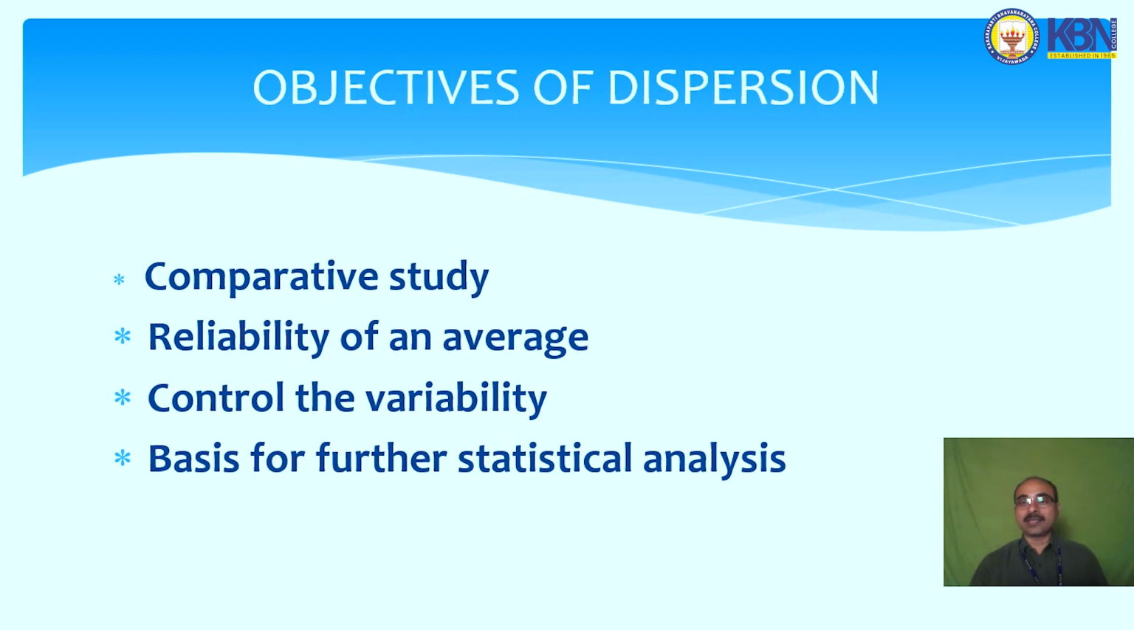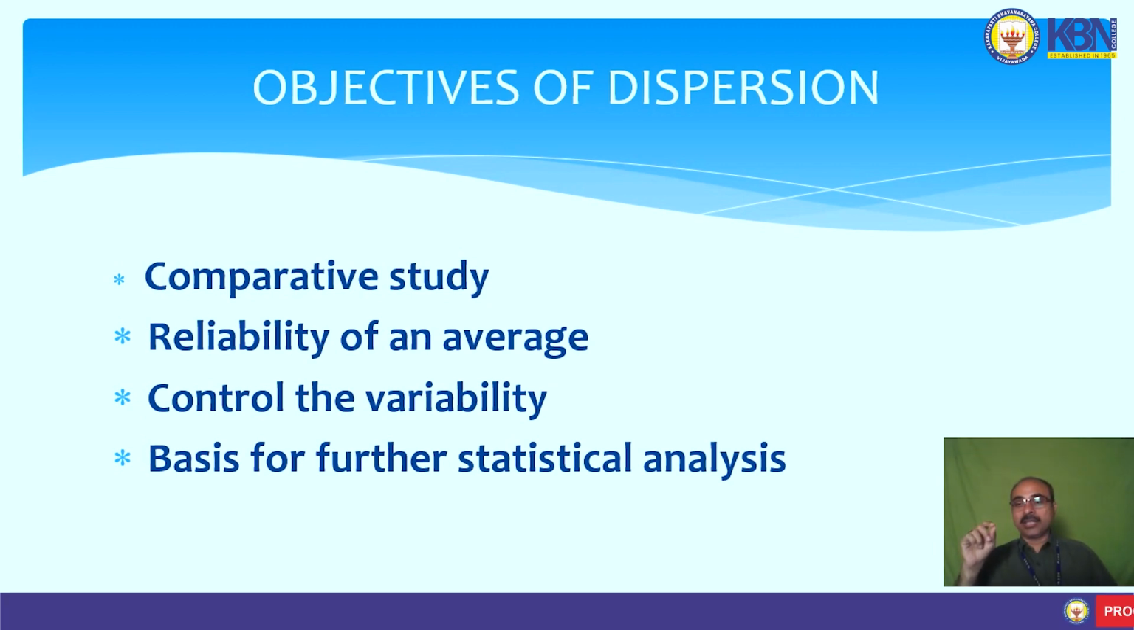Both central tendency and dispersion are good enough. But when situations arise, different organizations will take into consideration different statistical tools. Finally, it is the basis for further statistical analysis. Measures of dispersion provide the basis for further statistical analysis like computing correlation, regression, test of hypothesis, etc.